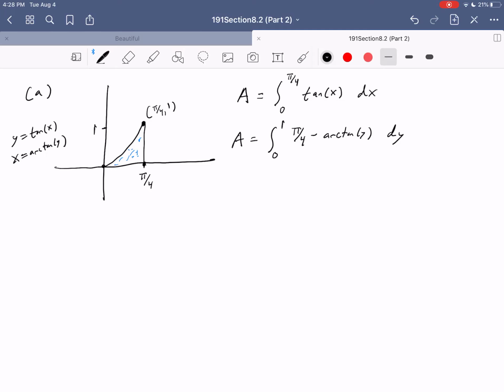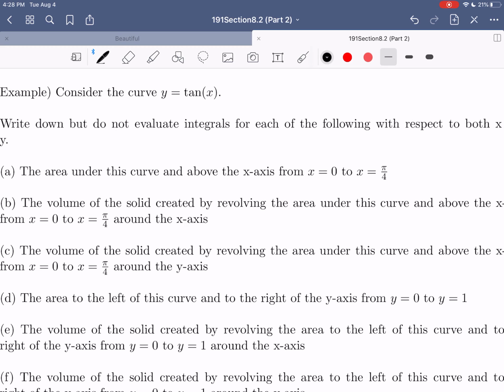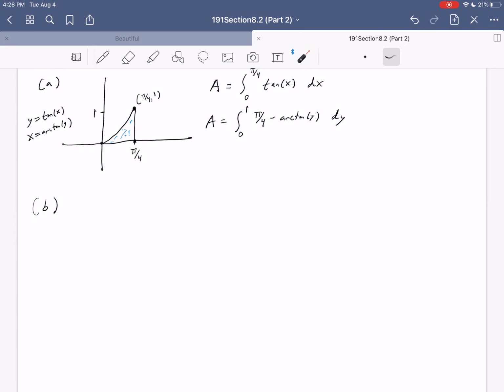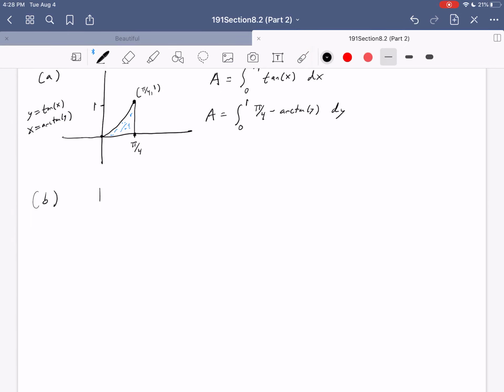All right, let's try something else with this. Now we want to get the volume of the solid created by revolving the area under this curve and above the x-axis from x equals 0 to x equals pi over 4. So same region around the x-axis. Let's go ahead and do that. We can quickly draw that now.